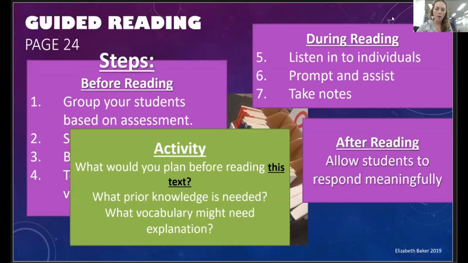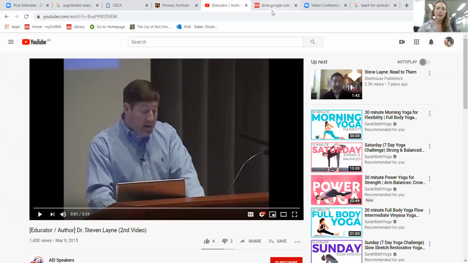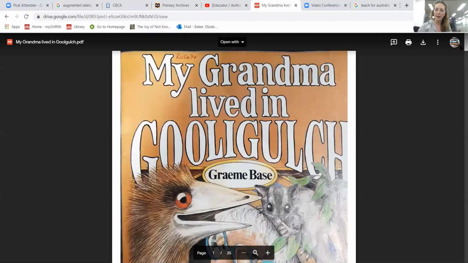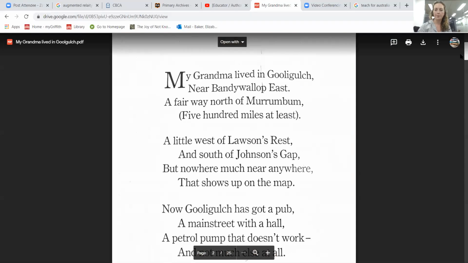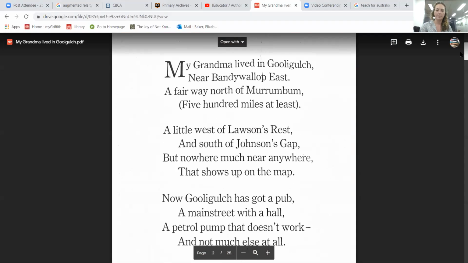So let's just go over here, and hopefully this link works for us. So it's this book by Graham Base. Graham Base writes beautiful books. Okay, and I'm just going to scroll down, and as I do, I want you to type in the chat, or feel free to just mentally note it if you'd like to use the mic, anything that you notice that might need explanation before students were to read this text.